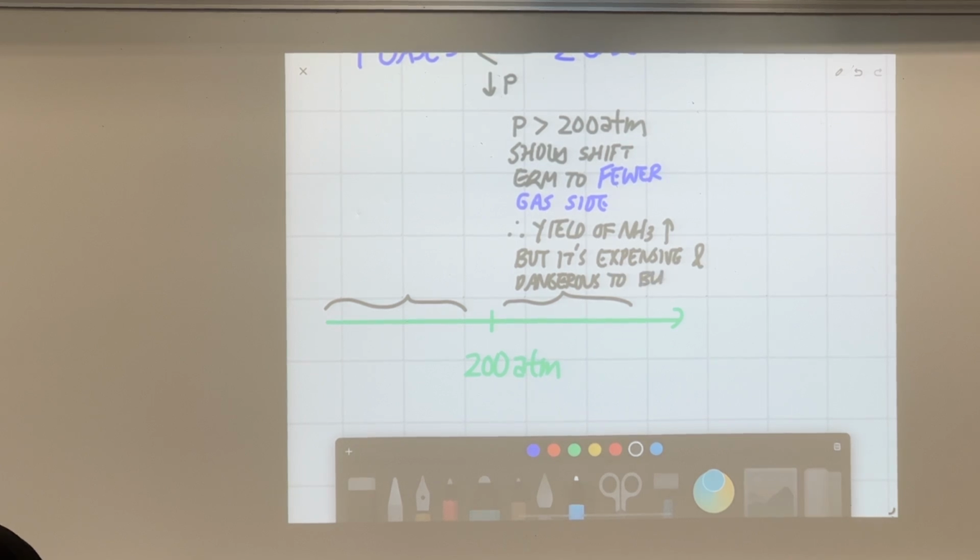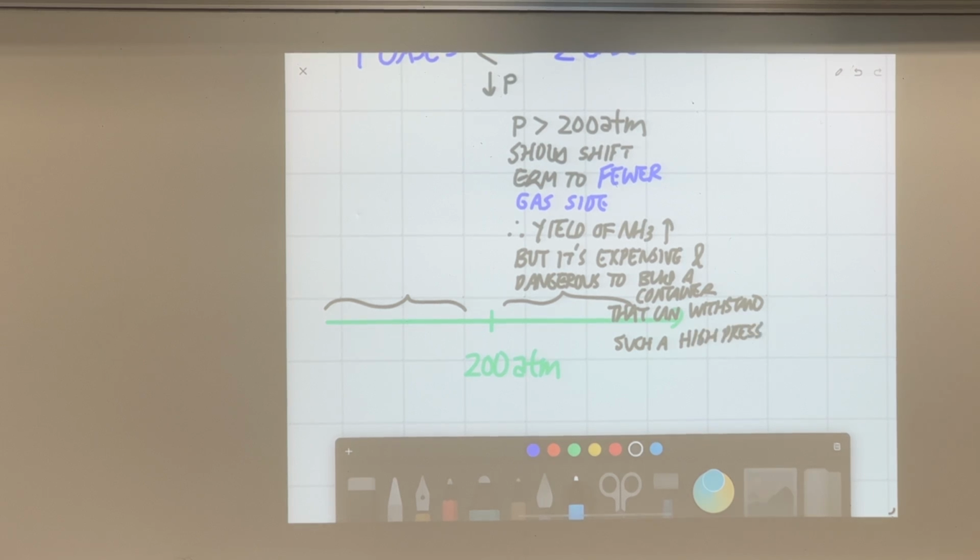to build a container that can withstand such a high pressure, so that can withstand such a high pressure.